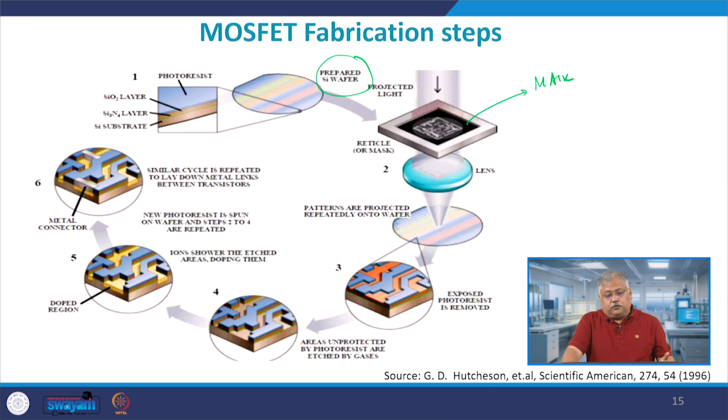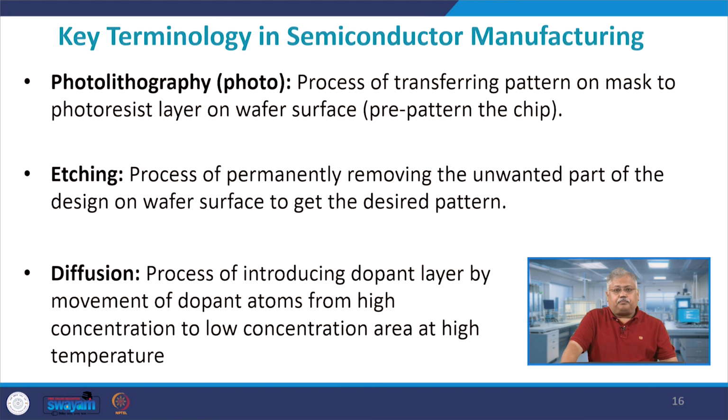The exposed photoresist is removed, exactly the same as we do using the old cameras. All the exposed photoresist is etched out or removed, and you are left with this one, and then those areas which are unprotected by photoresist, we etch by gases or chemicals. Then we start doping using external ion sources, and then we do the final connection of the metal at the top layer, and that makes the fabrication process clean and overall gives me a good process step.